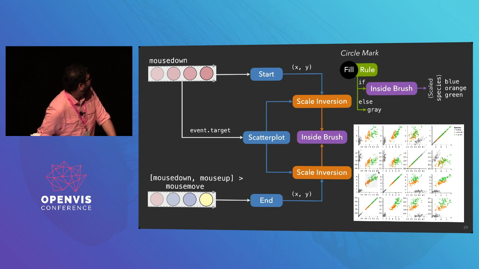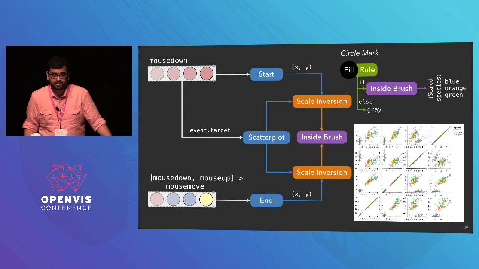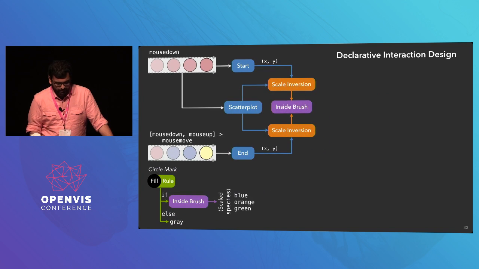It is doing the right thing. If I brush orange and green points, I only see orange and green points highlight. If I brush blue points, I see those highlight. Nothing weird going on. And so this sort of setup brings the advantages of declarative design to interaction techniques as well. So what are some of these advantages?